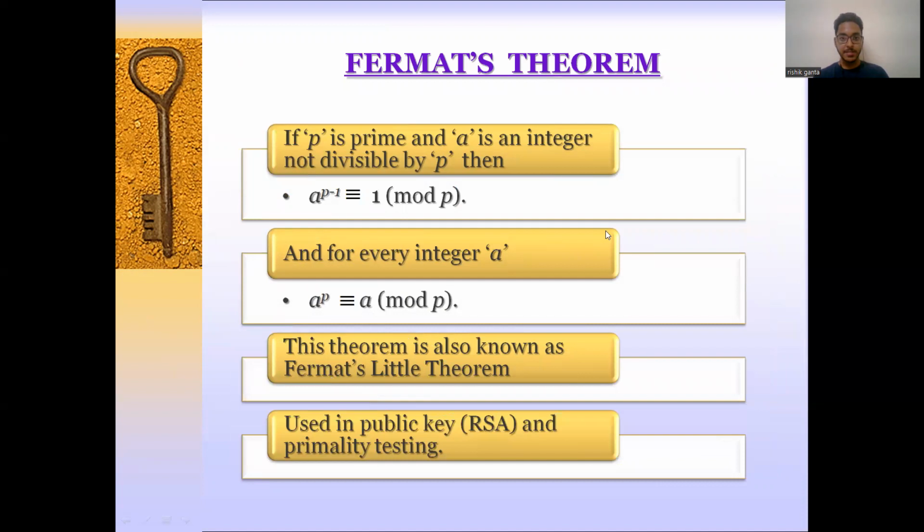Now coming to Fermat's theorem. Fermat's theorem states that if p is prime and a is an integer that is not divisible by p, then a raised to the power p minus 1 is congruent to 1 mod p. And for every integer a, a to the power p is congruent to a mod p. This theorem is also known as Fermat's little theorem. It is used in public key RSA and primality testing.